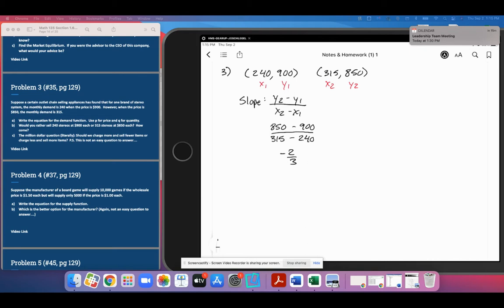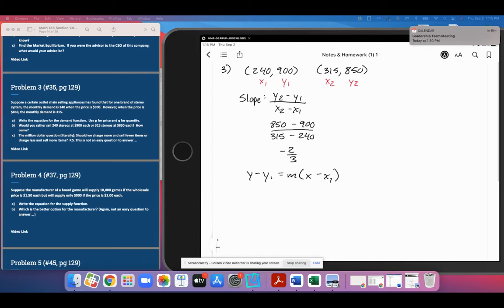And so now that I know that I'm doing the point slope formula, I can get my y minus y1 equals m times x minus x1 going. And I can use the values that I already have up there. So my y minus y1 is y minus 900, equals my slope, which is negative 2/3, times x minus x1, which is 240.